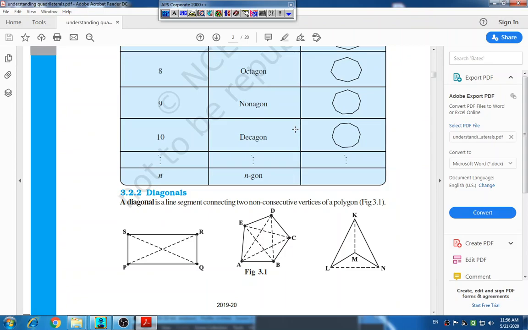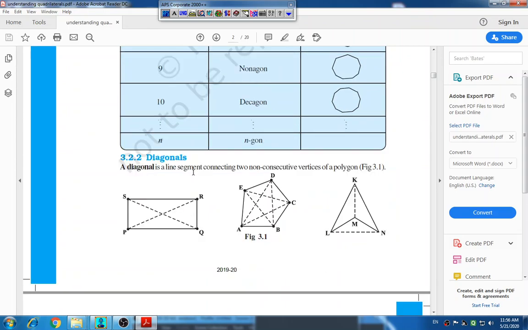So what is meant by a diagonal? A diagonal is a line segment connecting two non-consecutive vertices of a polygon. Look here, this is a quadrilateral PQRS. The vertices which are opposite each other, when joined with a line, that line is known as a diagonal. So this first figure has two diagonals, diagonal SQ and diagonal RP, or you can write diagonal QS and diagonal PR.